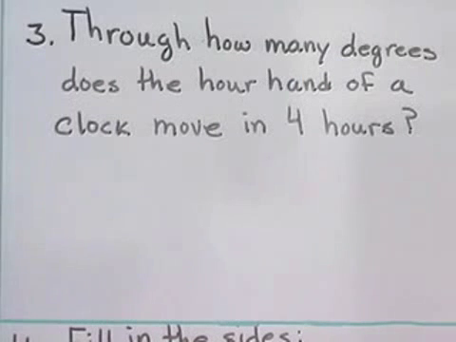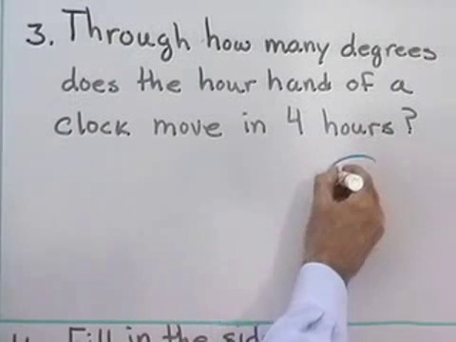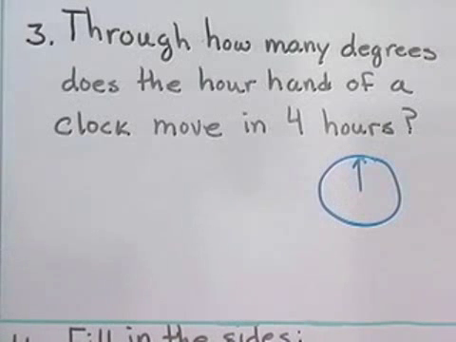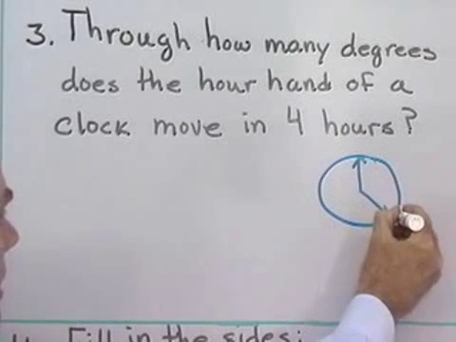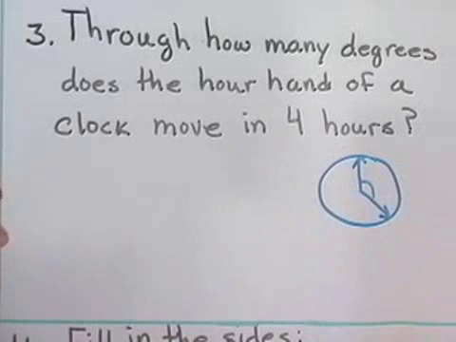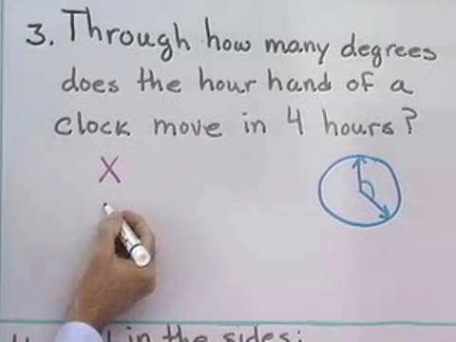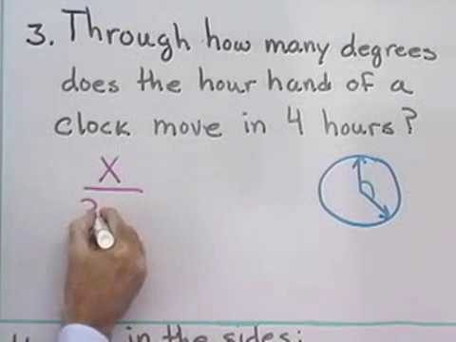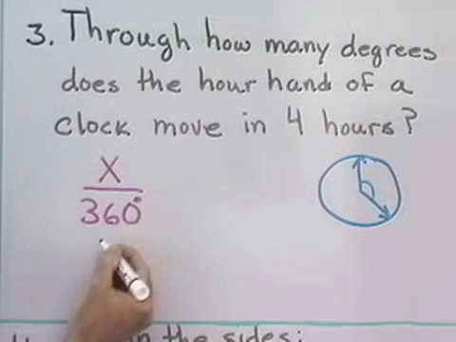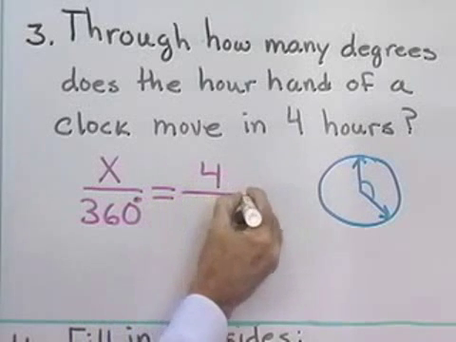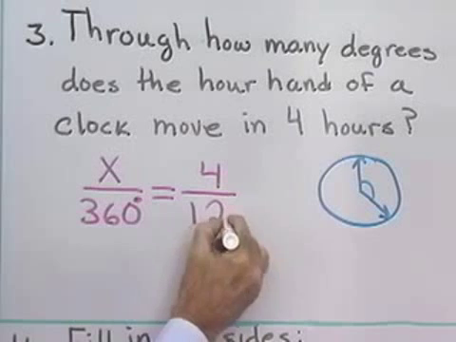Through how many degrees does the hour hand of a clock move in 4 hours? So what we want to know is this. Here we have a clock, let's say. Here's the hour hand at noon. At 4 o'clock it's going to be pointing down here. We want to know how many degrees are in that angle. So what we'll do is set up a little proportion, and we'll say this. However many degrees that is, x degrees, is to once around that circle, 360 degrees, as 4 hours is to once around the circle in hours, which is 12 hours.